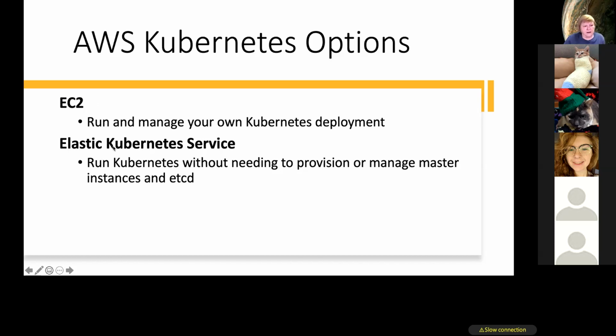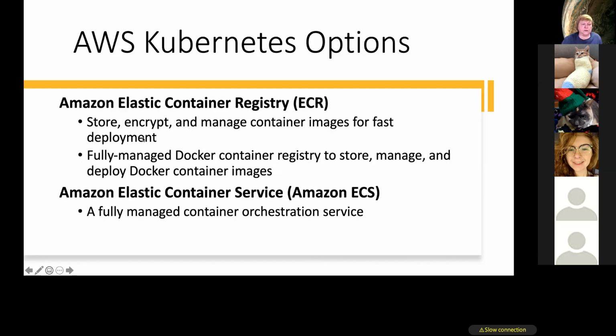They also have EKS, which is the Elastic Kubernetes Service. So this is very much like we saw with Azure. You can run Kubernetes, but you don't need to provide or manage the master nodes or the key store. So it's just like AKS, you have EKS with that. They also have the Amazon Elastic Container Registry. So this will store, encrypt, and manage container images so you can deploy from there. It is a fully managed Docker container registry, and it will store, manage, and deploy Docker container images.